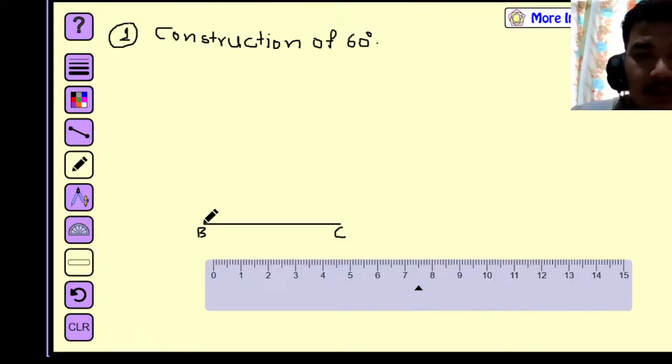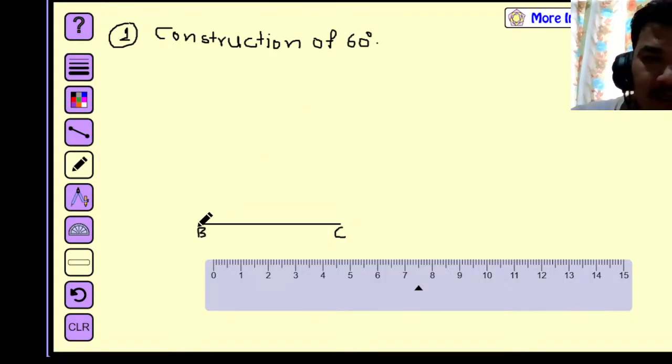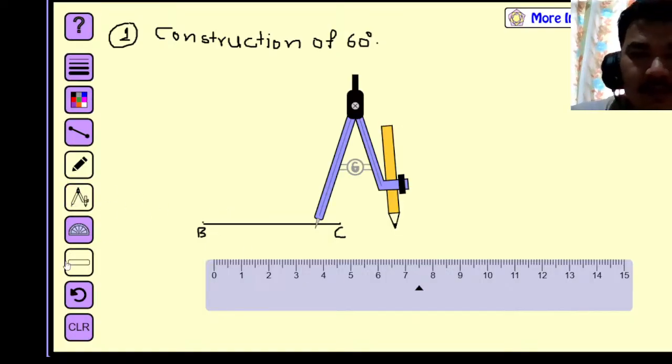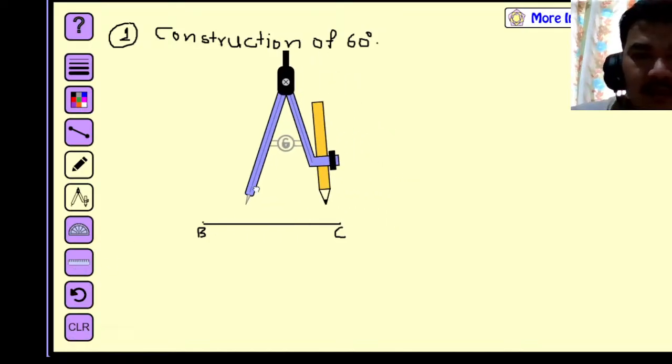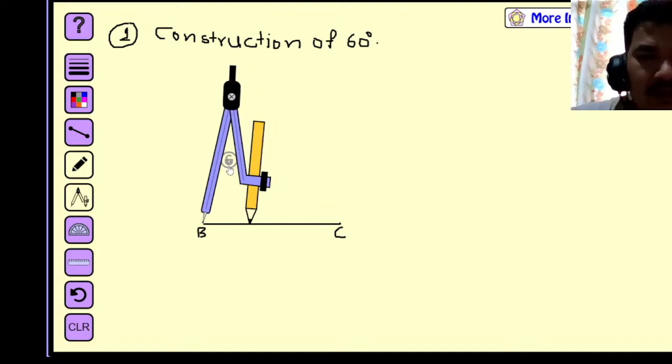And then we can draw the angle, this 60 degree, either on the left side or right side. Look at how it is done. First of all, let's see here at the point B. If the angle is to be drawn at the left side, in that case, how to draw 60 degree?